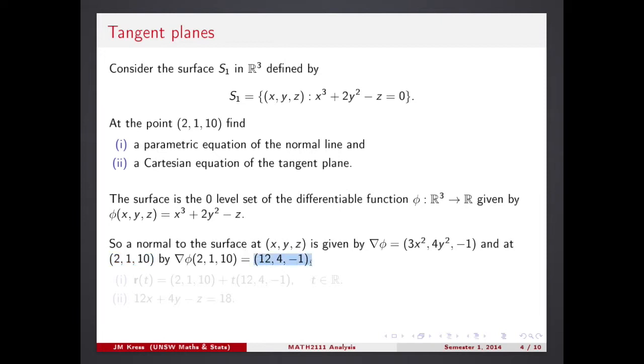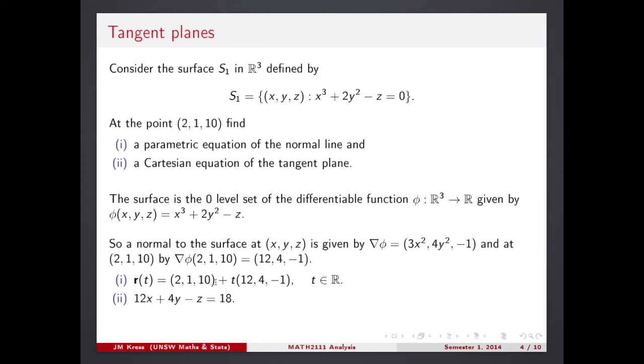And that's all we need to finish the equation, because if you want to see the parametric equation of the normal line, here it is. You take the direction of the gradient, and you take the point for the position. And that's the parametric equation for the normal line.